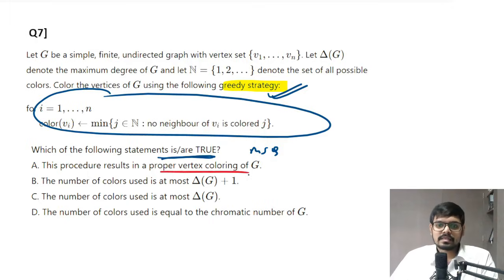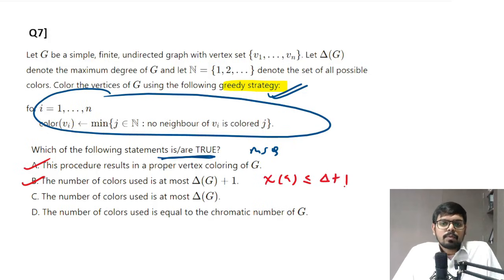This process results in a proper vertex coloring, definitely, since the greedy algorithm is actually an algorithm for vertex coloring, so it gives a proper vertex coloring, no issue. The number of colors used is at most delta plus 1. Yes, since the chromatic number is at most delta plus 1, right? The chromatic number is the minimum colors to be used, and greedy means he will try to use the minimum only. He will try. He will not always use the minimum. He will try to use the minimum. So the upper bound is delta plus 1. Makes sense? Upper bound is delta plus 1.